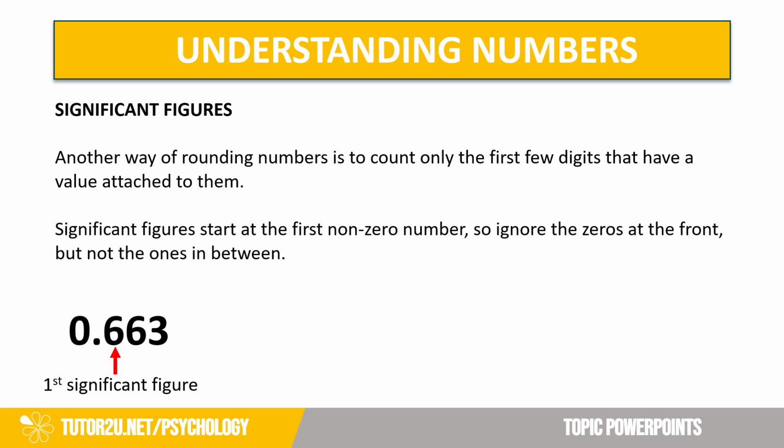0.663. So the first significant figure here is the 6. Okay, that's the first non-zero number. Making the second one, the third significant figure is the last one, 3 here.